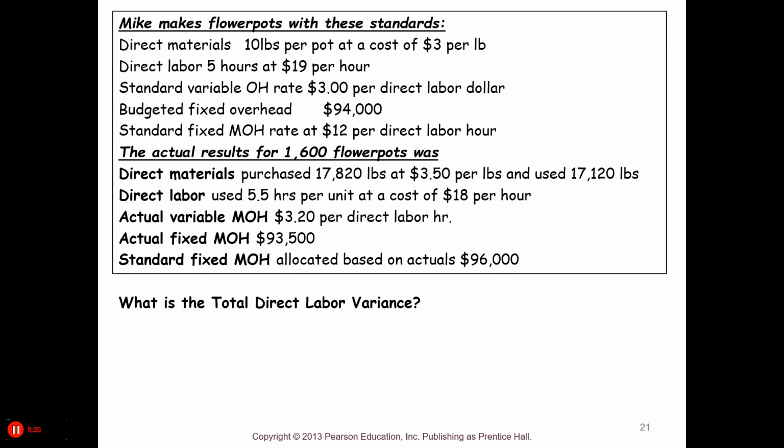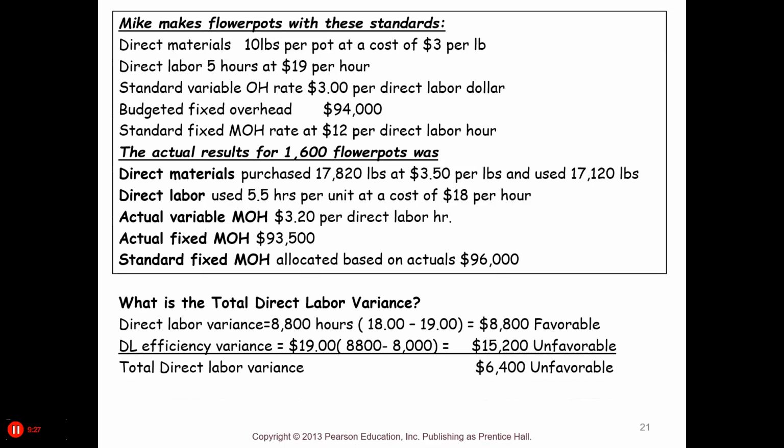What is the total direct labor variance? We have favorable minus unfavorable, which gives us a total of $6,400 unfavorable for direct labor. Now, the direct labor could be tied to, i.e., we got different materials. Maybe it took more time to make them, but it also looks like maybe they got cheaper labor that had less experience. So we have a learning curve.